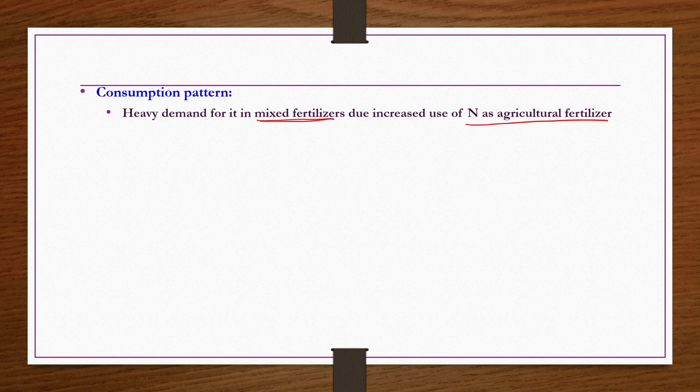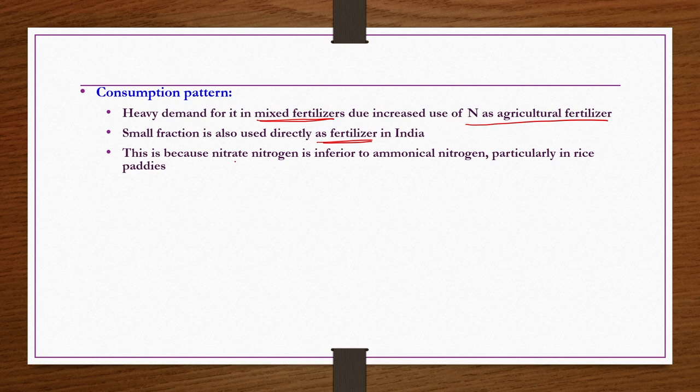Because of such reasons, in addition to the increased use of N as agricultural fertilizer, the demand for ammonium nitrate is also increasing. It is also used as a fertilizer in India in a small fraction, but very rarely, negligible. This is because nitrate nitrogen is inferior to ammonium nitrogen, particularly in rice paddies. You don't need a superior nitrogen content through the nitrogen fertilizer; you need smaller contents. That is the reason nitrate nitrogens are in general used in rice paddies.